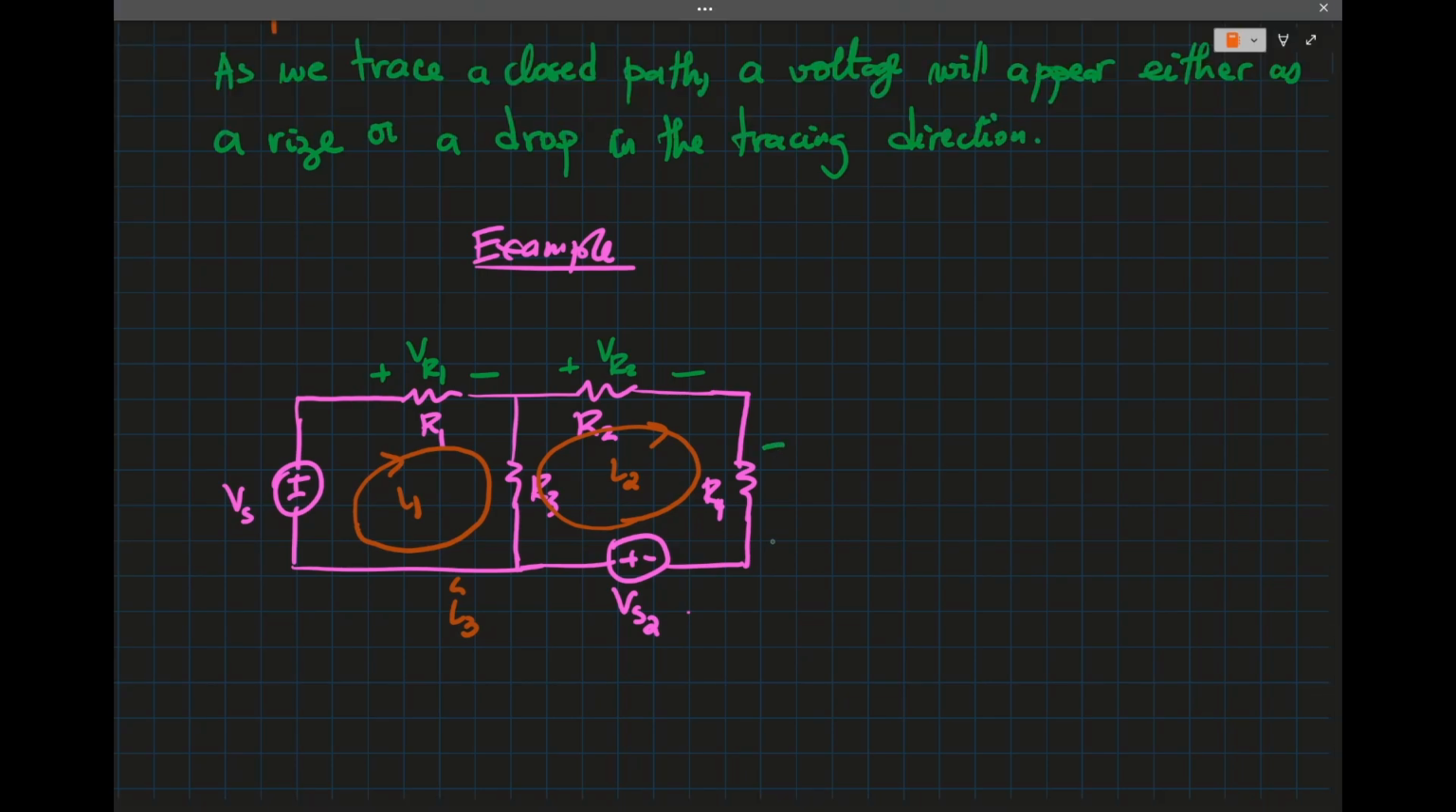So I can have, right, we arbitrarily assign polarities. So V R4, and for this one, we can call it V R3. So we have polarity for all the elements. So let's write the KVL equations. Okay, so let's do it for loop 1.